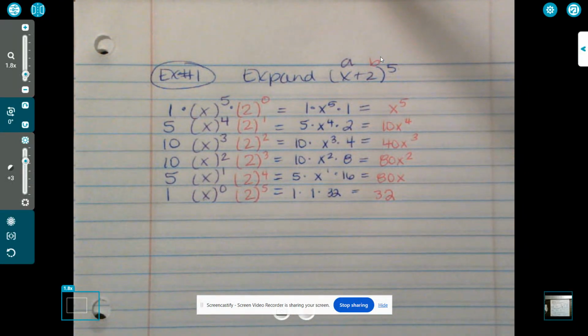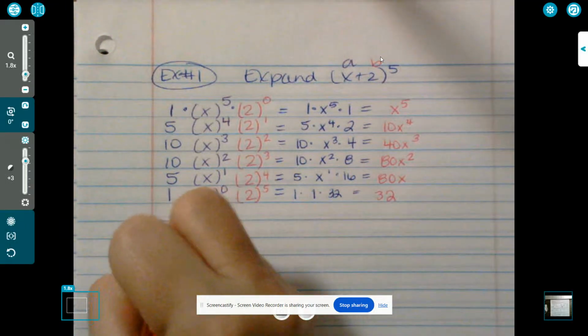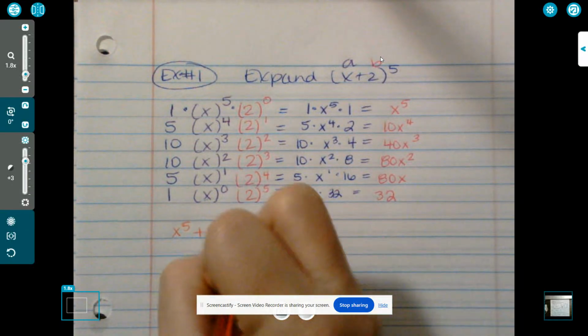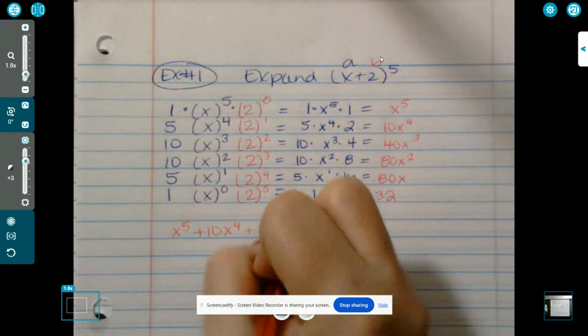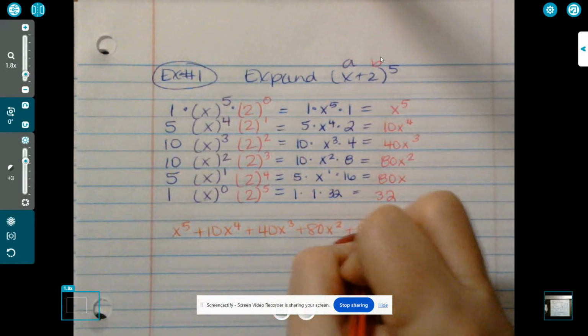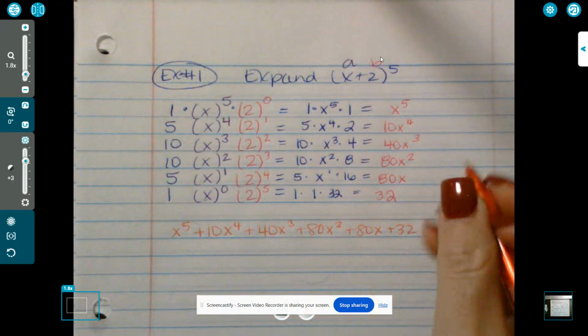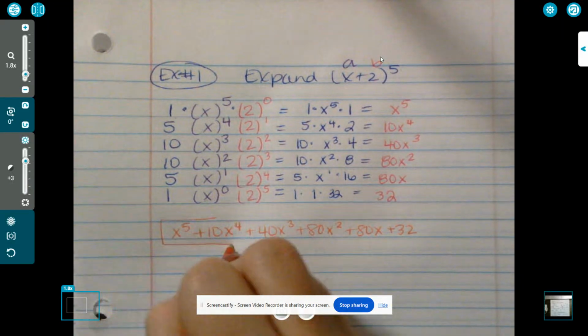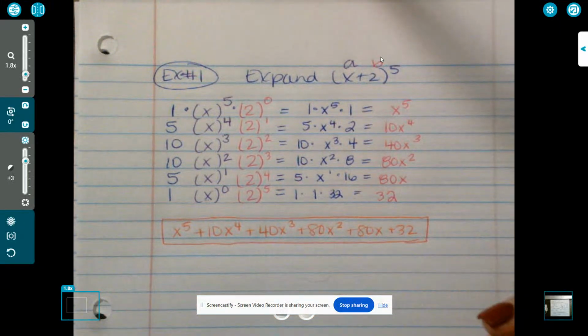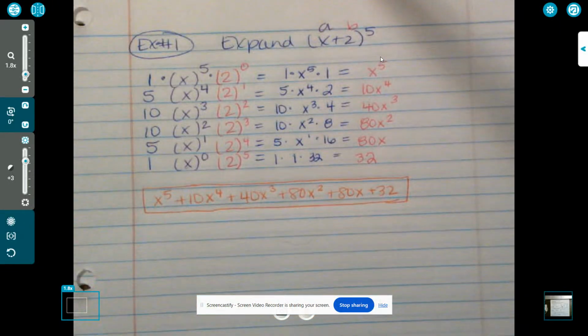Everything's positive, so I don't have to worry about my signs. They are all going to be pluses. So that's going to give me a final answer here of x to the 5th plus 10x to the 4th plus 40x cubed plus 80x squared plus 80x plus 32. So that is your binomial expansion using Pascal's triangle for example number 1. Now, again, if you really wanted to, you could literally do x plus 2 5 times.